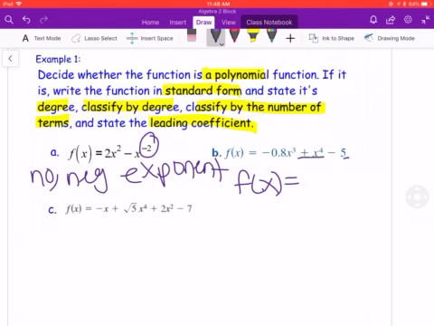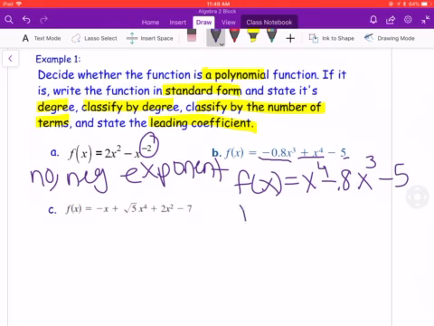So the positive x to the 4th would come first, then the negative 0.8 x cubed, then the negative 5. So notice that I kept the negative with the 0.8 and the negative with the 5. I just changed the order.